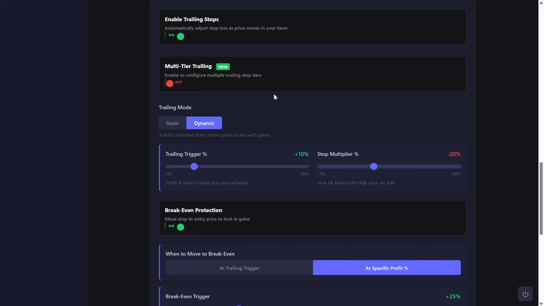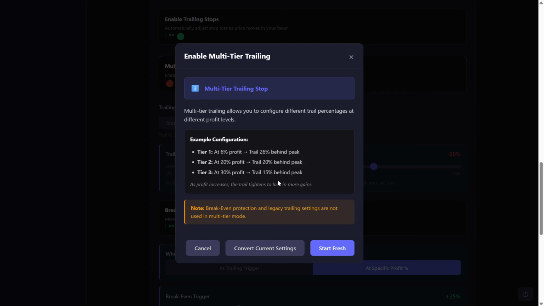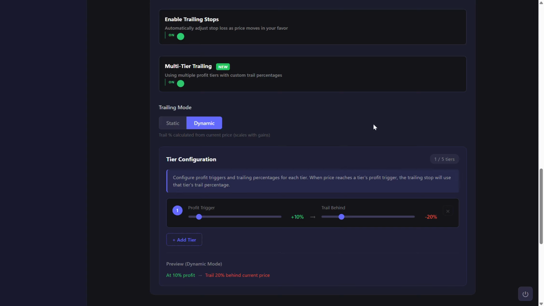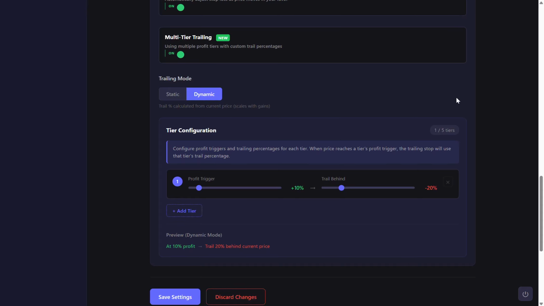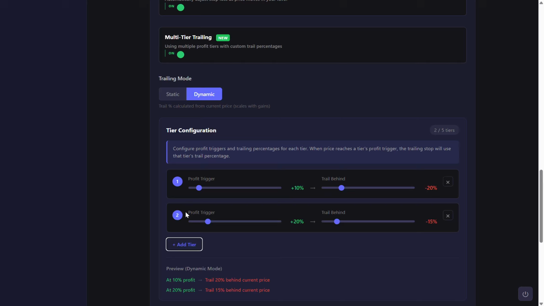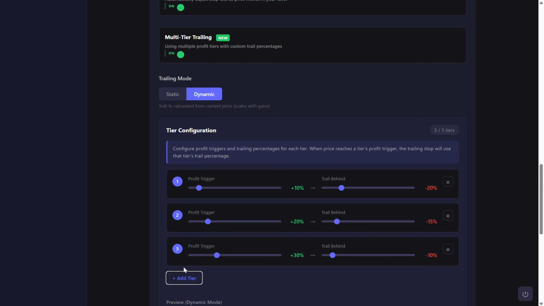Now, we also have a new feature called multi-tier trailing. So let's turn that on. And what this is going to do is add additional tiers, additional profit triggers. So what we had said before is, hey, we want it to trigger at 10% profit. We want it to trail behind at 20%. But now we can add up to 5 different levels. Okay, so let's do 3. So at 10%, we want our trail to be 20% behind.